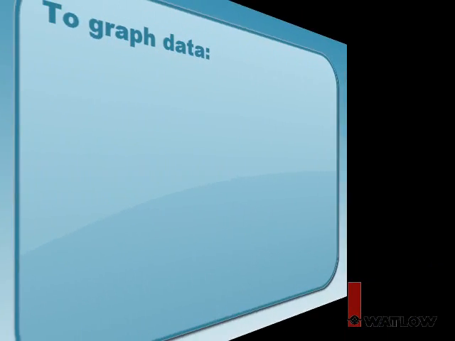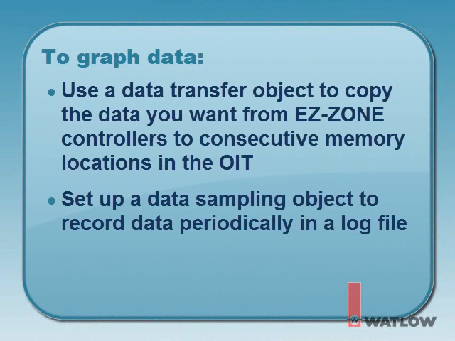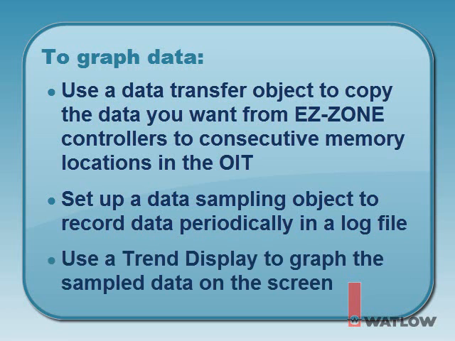Let's review. To graph data, use a data transfer object to copy the data you want from EasyZone controllers to consecutive memory locations in the OIT. Set up a data sampling object to record data periodically in a log file. Use a trend display to graph the sampled data on the screen.